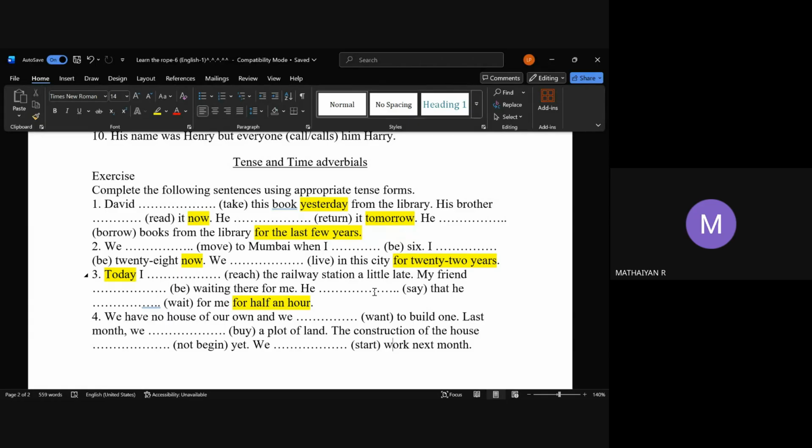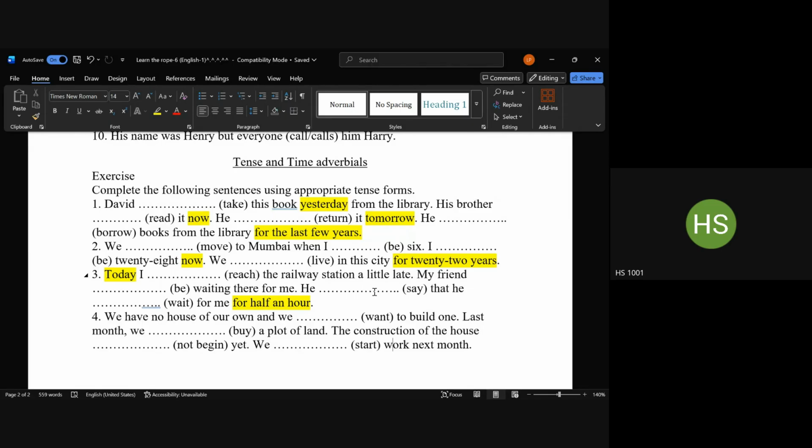We wanted to build one. And we want to build one. Correct, right? We want to build one. So here we don't have any explicit time adverbial, but we are depending more on the tense verb inflection here. We have no house of our own and we want to build one.